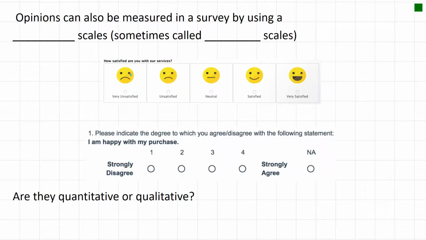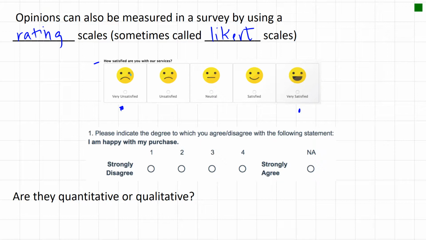So surveys often ask about opinions, and so opinions can also be measured in a survey by using a rating scale. Sometimes they're called Likert scales. So here are two examples of how that is used. One uses these little emojis and how satisfied are you with our services, and you can go everywhere from unsatisfied all the way to very satisfied. Or it can be a more numbered system, like in the second example here.